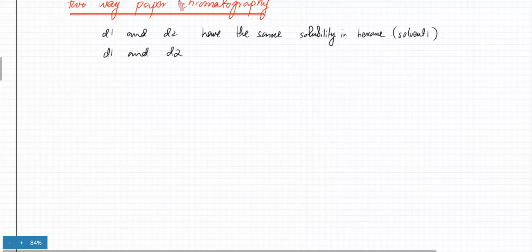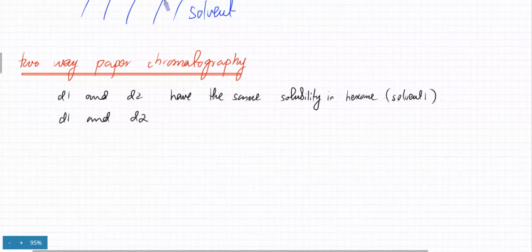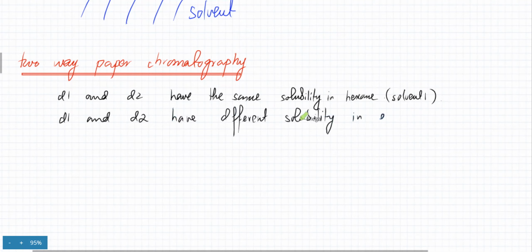So the point I was making was dye 1 and dye 2 have different solubility in, let's say, ethanol. Okay, that's a solvent too.